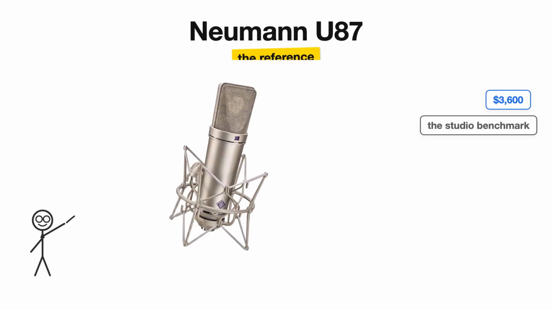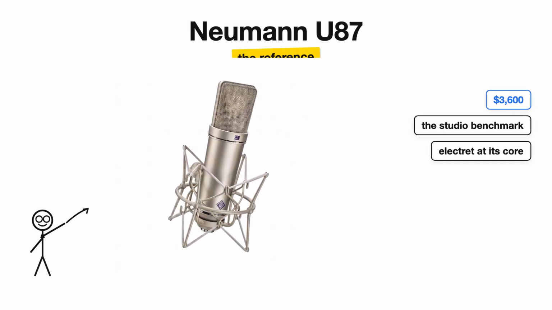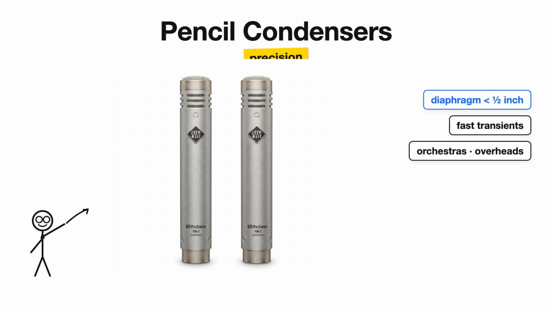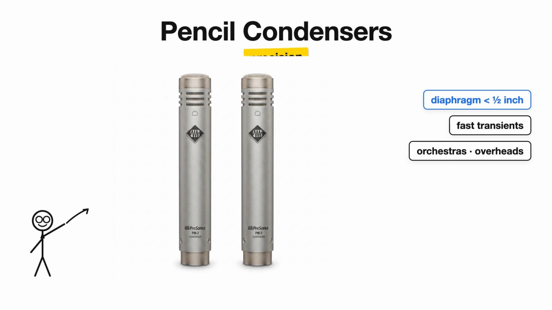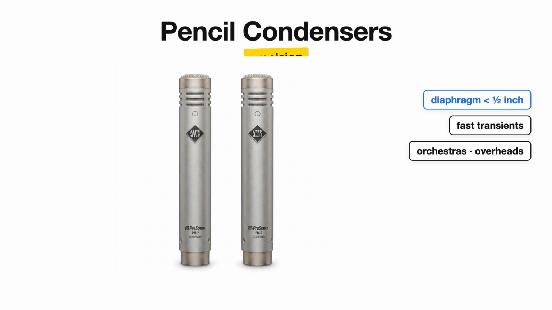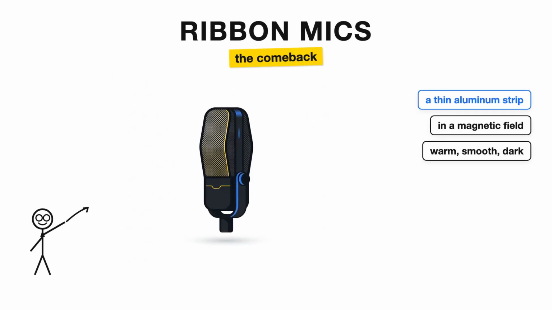The Neumann U87 at $3,600 remains the studio benchmark everything cheaper is measured against. Small diaphragm condensers, pencil mics, have a diaphragm under half an inch. The smaller capsule responds faster to quick transients and stays consistent off-axis. You see them on music stands in orchestras, over drum kits as overheads, and on acoustic instruments where precision matters more than warmth. Then there are ribbon microphones, and this is where the story gets genuinely surprising.